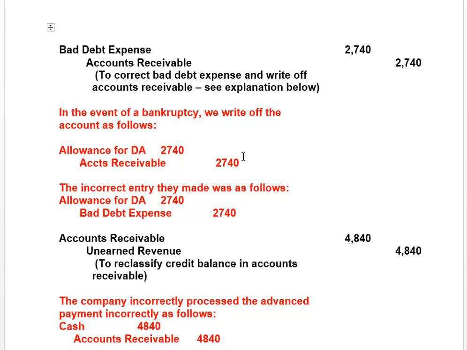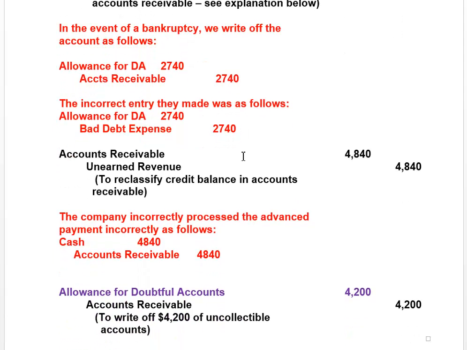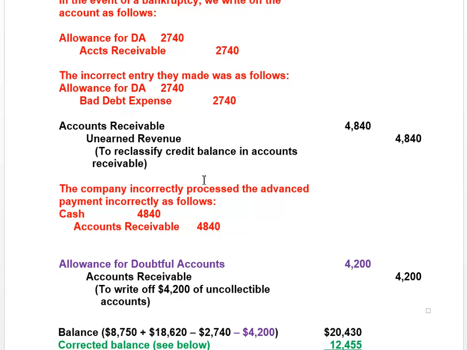The other thing we said is that there was a credit balance in a customer's accounts receivable account because they had made an advance payment on a contract. Well, the company incorrectly processed that by debiting cash and crediting the AR. We wouldn't do that. What we would do is credit the unearned revenue account directly. So we need to debit the accounts receivable for $48.40 to correct this error and then credit the unearned revenue to fix that.